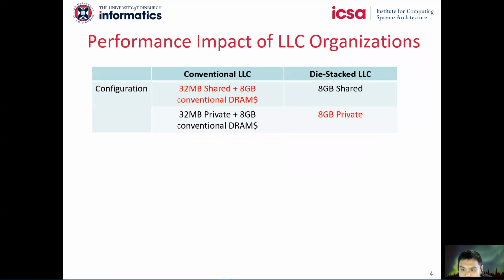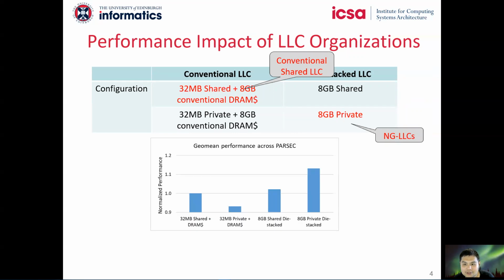So let's have a look into the performance impact of different LLC organizations. We consider two LLC capacities: 32 megabytes for conventional LLC, which can be shared or private, and we use die-stacked DRAM with 8 gigabytes in total, which means 512 megabytes per core. You can see this one is a conventional shared LLC, and this one is the NG-LLCs. For the fairest comparison, we augment the 32 megabytes LLC with an 8 gigabytes on-package DRAM cache, which is similar to Intel's Knights Landing. And we evaluate them on PACT, and the results can be found in the figure.